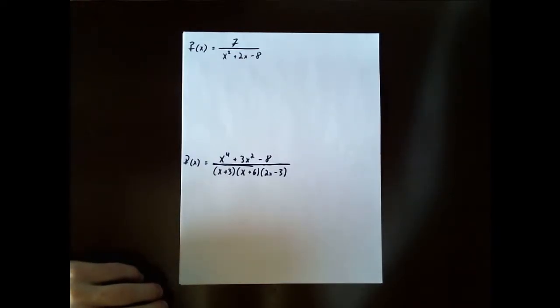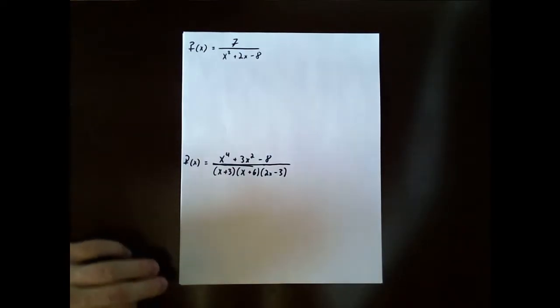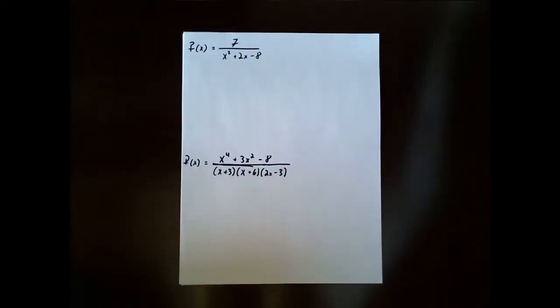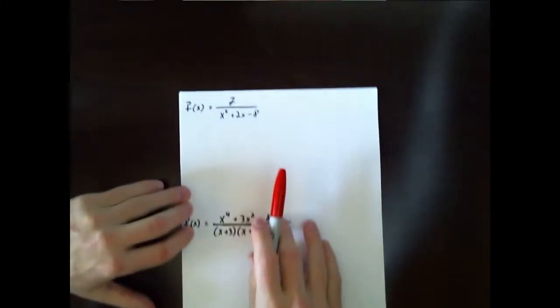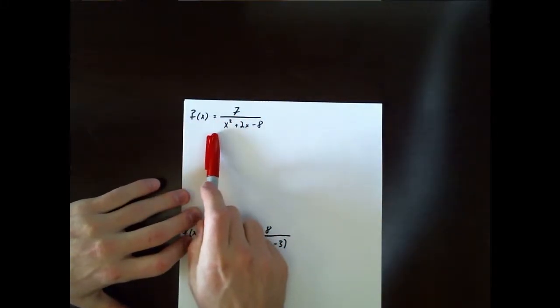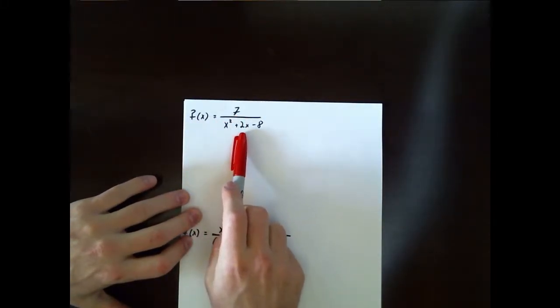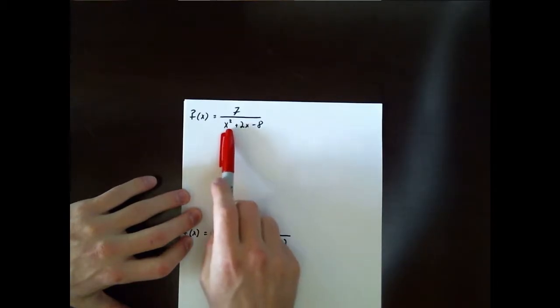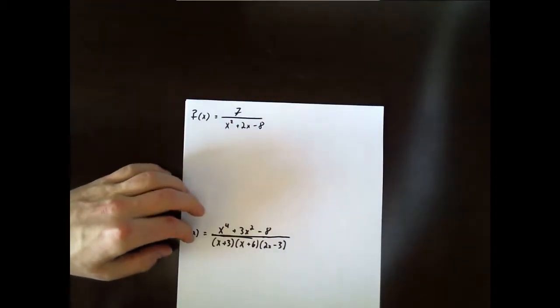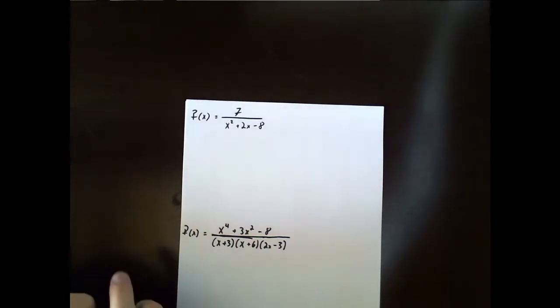So it's not too bad. We just got to find the zeros in our denominators. So this first example here, f of x equals 7 over x squared plus 2x minus 8. We just want to take our denominator and see where it is equal to 0.